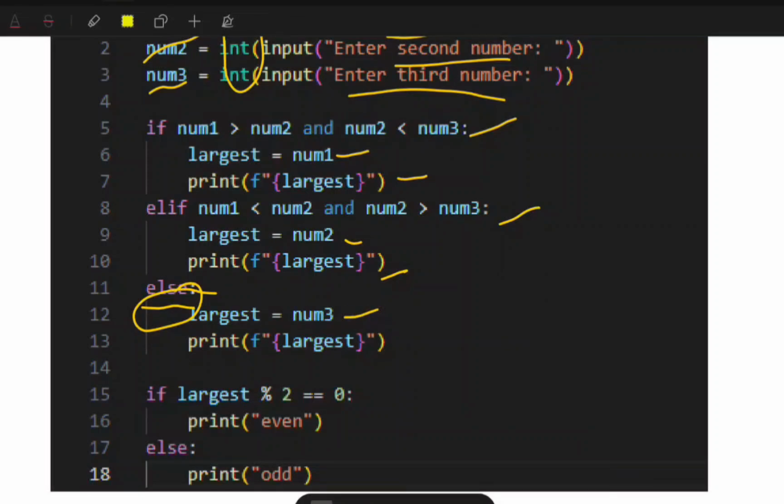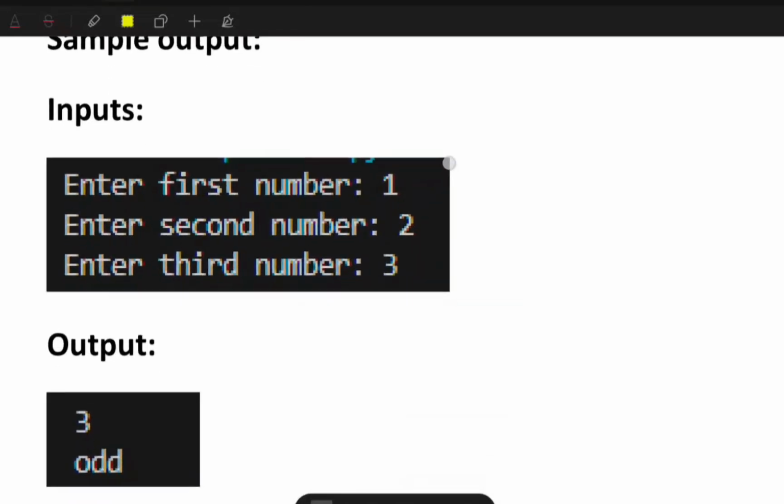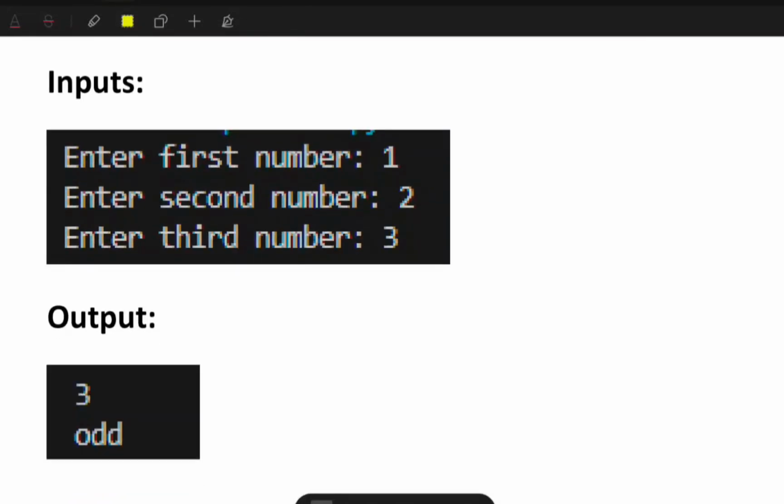So, if the largest is divisible by 2, it is even, else it is odd. So, this is the sample output. Our inputs are 1, 2, 3. Of course, the largest number that comes out here is number 3. Our largest is number 3, and number 3 is not divisible by 2, so the output is odd.